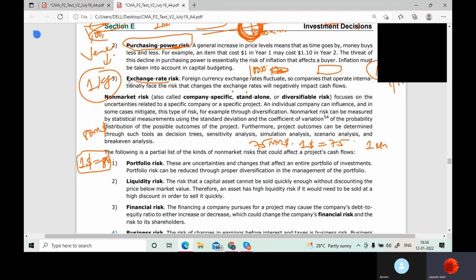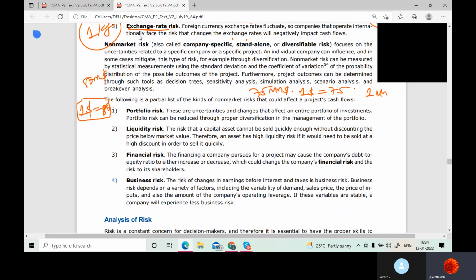That is an exchange rate risk. So we are studying about risk right now, not about the remedies, how to minimize this risk. That we will see afterwards. Then there are some non-market risks, company specific, like a labor strike or shutdown or machine breakdown or fraud, etc. The following is a partial list of kinds of non-market risks that could affect a project's cash flows.